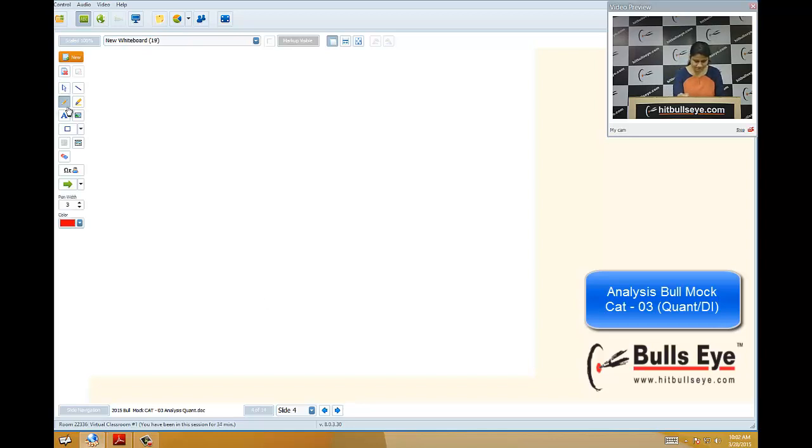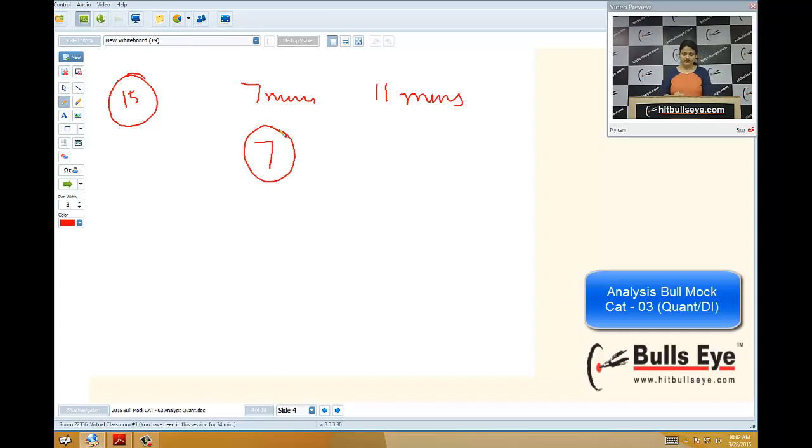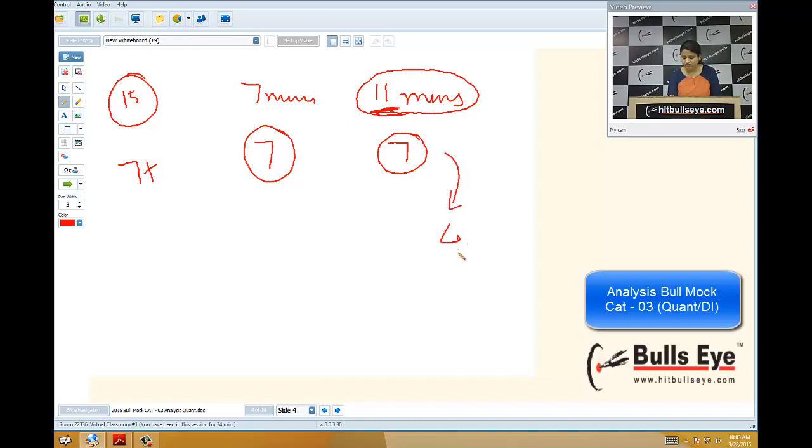We have a 7-minute sand glass and an 11-minute sand glass, and we want to measure 15 minutes. So what can be the technique? First of all, we'll start both the sand glasses together. When the 7-minute sand glass runs out, we'll reverse it. Now 7 minutes are gone. In the 11-minute sand glass, sand of 4 minutes is left. We'll wait for that.